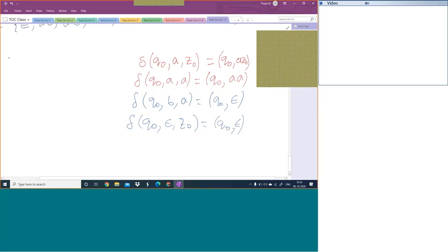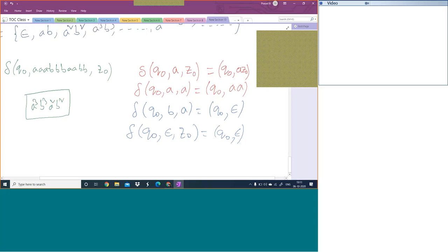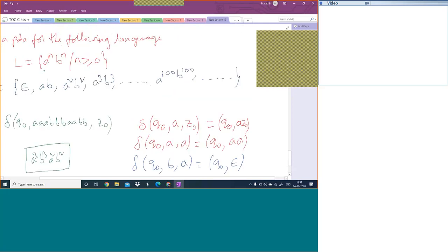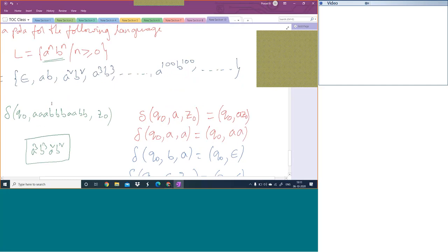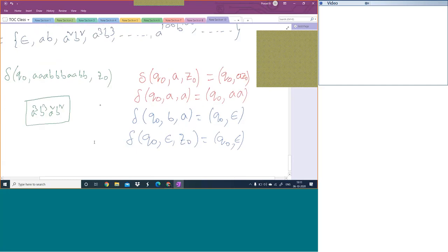Tell me, is this string valid or invalid? A cube, B cube, of course valid. And is this total string valid or invalid? This total string, A cube, B cube, A square, B square, is an invalid string. The language is any number of A's followed by that many B's. If A's are 100, then B's should be 100, that's all. Again A's and again B's should not come. This is invalid, so this string should be rejected. This string should not be accepted by this design.